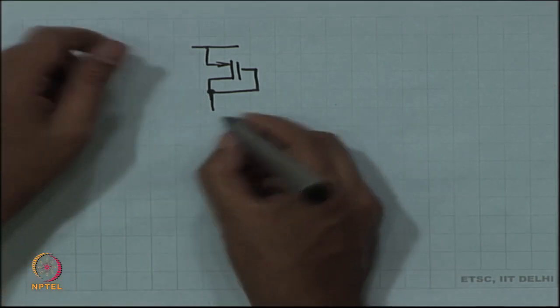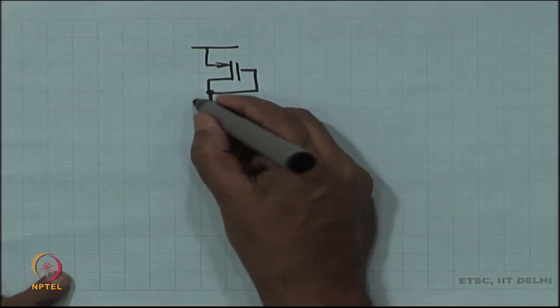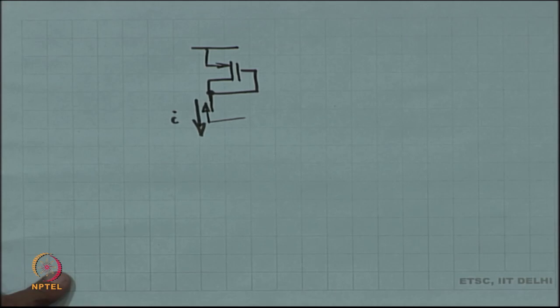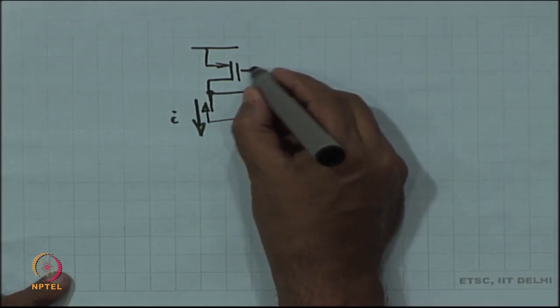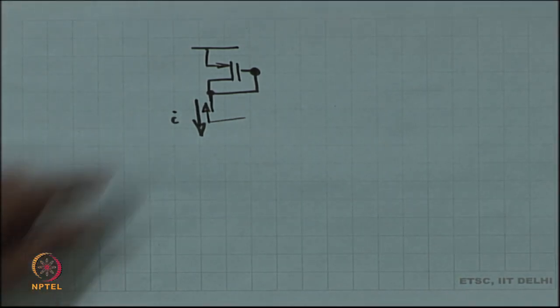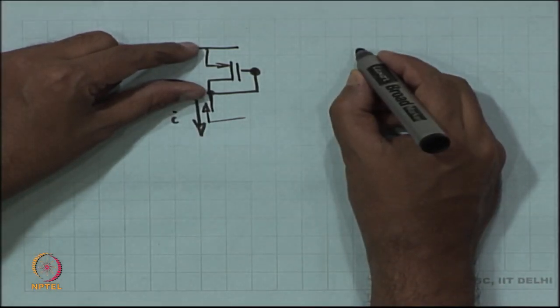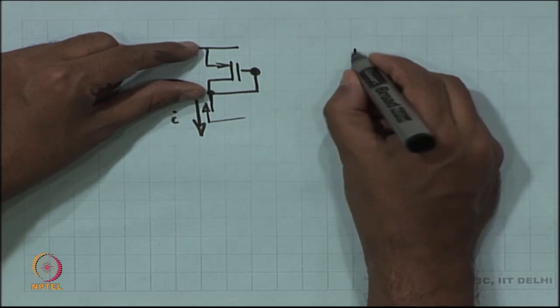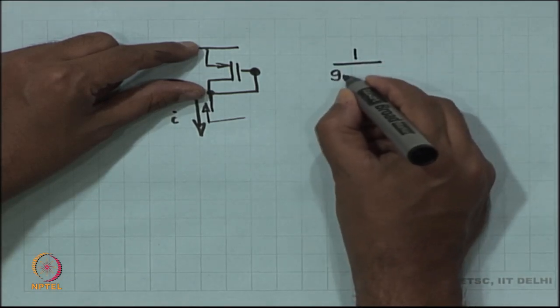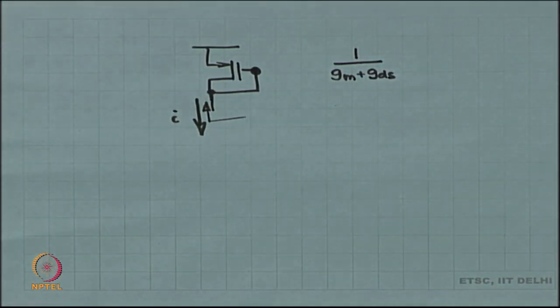In which case the impedance looking in over here, if I draw current I through this MOSFET, then the voltage here is going to dip by a certain amount. How much is that? What is the resistance of this? The resistance of this is 1 by... you have forgotten everything. Okay, you want me to do this?